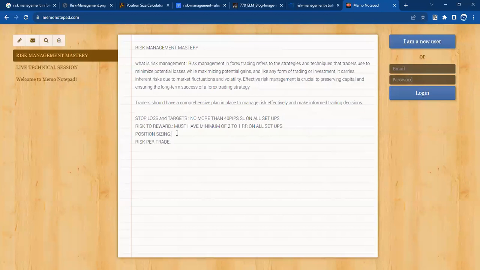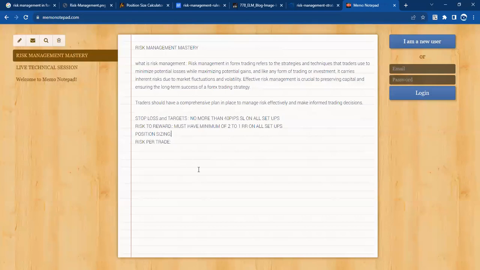So the first point here is position sizing. So position sizing is what you need to know, or how to set the right position for your account size. So every trader trades different account sizes, so you cannot set random lot sizes or position sizes on every trade. You need to be very specific and intentional on every position size that you set for your trades. This is a very important part of risk management.